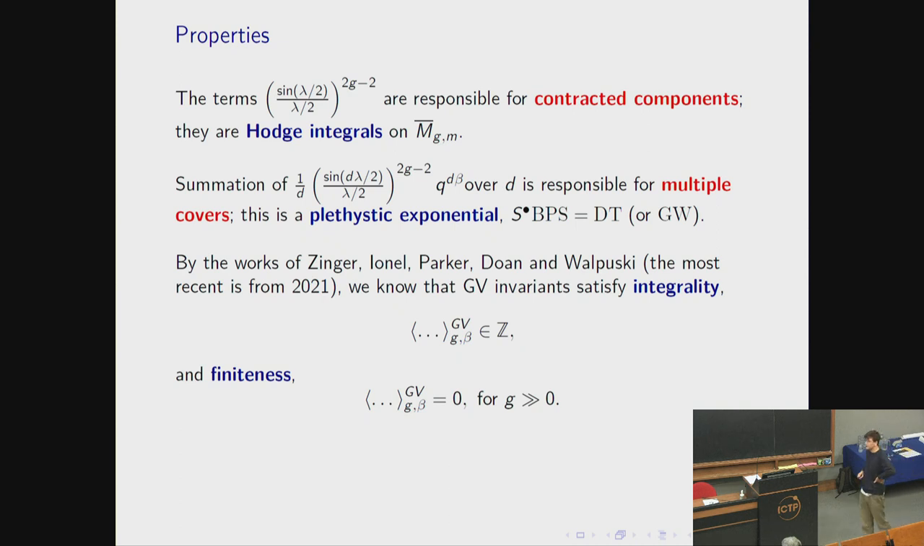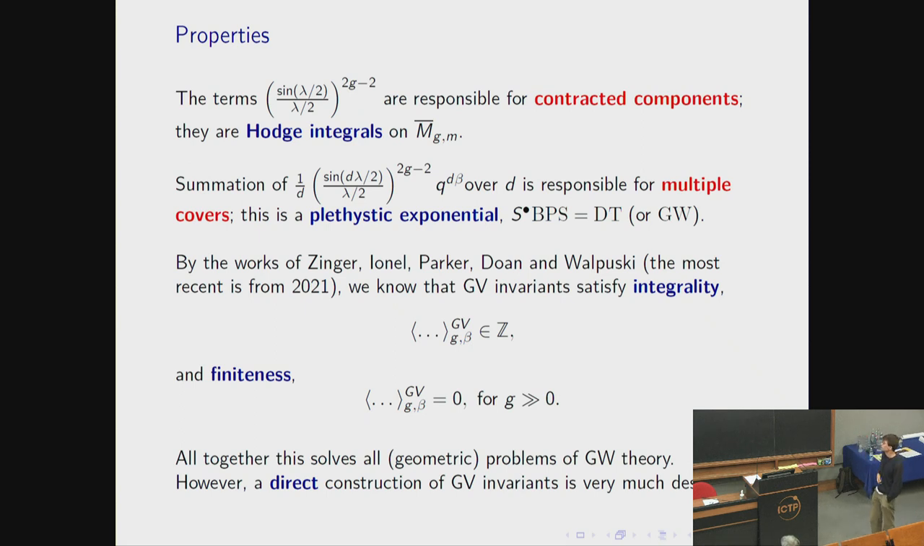And then by works of symplectic geometers, there is a long sequence of works by Zinger, Ionel, Parker, Doan, Walpuski. I think the first one is from 2008 by Zinger, and the most recent one is from 2021. What we know from these works is that if we define Gopakumar-Vafa invariants like that, then they are integers, and they satisfy a finiteness property, which means that for a fixed class beta, they vanish for high genus. So it took mathematicians a very long time to prove these expected properties of Gopakumar-Vafa invariants, mainly because we don't have a direct definition of them. Altogether, these facts, in some sense, solve all the geometric problems of Gromov-Witten theory, and from a geometric point of view, they are as close as we can get to actual honest curve counts.